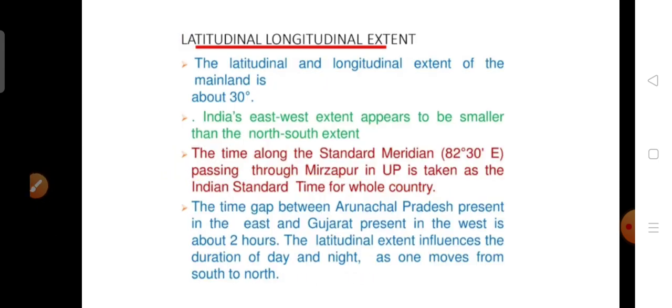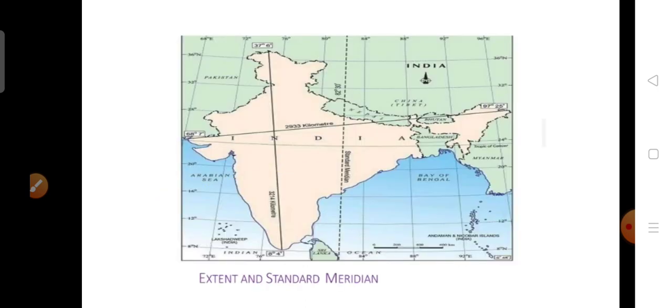The time along the standard meridian, that is 82 degrees 30 minutes east, passing through Mirzapur in Uttar Pradesh, is taken as the Indian standard time for the whole country. The time gap between Arunachal Pradesh in the east and Gujarat in the west is about 2 hours. The latitudinal extent influences the duration of day and night as one moves from south to north. Let me explain the first part of the sentence, that is why there is a time gap between Arunachal Pradesh and Gujarat. So let us see through this map.